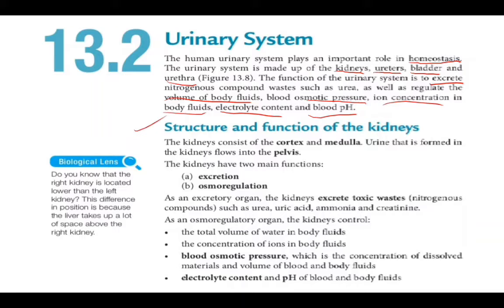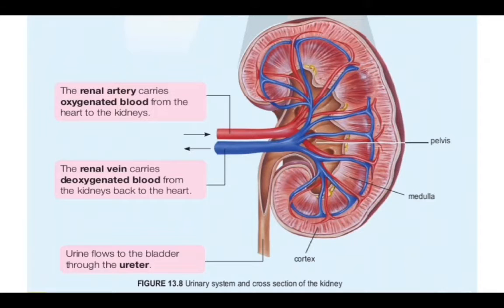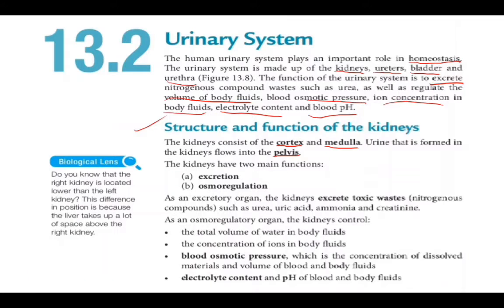Okay, structure and functions of the kidney. The kidney consists of cortex and medulla. Urine that is formed in the kidney will flow into the pelvis. So this is the cortex, this is the medulla, and here is the pelvis. Okay. The kidney has two main functions. The first one is excretion, the second one is osmoregulation.